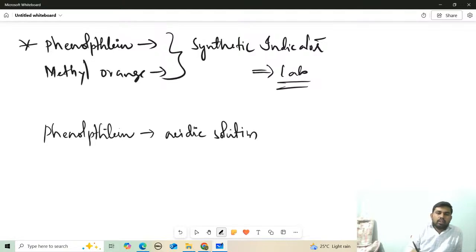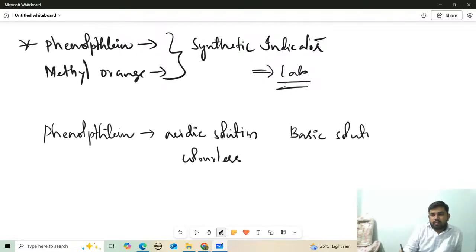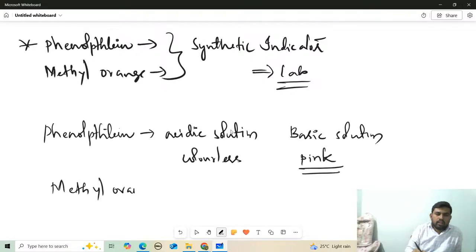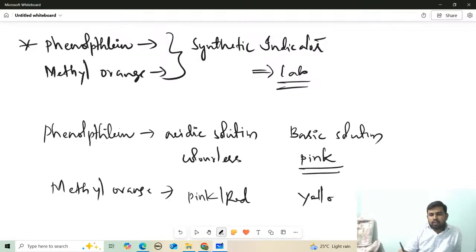In acidic solution it will be colorless, we can say there is no change in the color. If it is a basic solution, it will be pink color, remember. Similarly, we have methyl orange indicator. This methyl orange will show, in acidic medium, a pinkish red color. It will be yellowish orange in basic medium. Okay, this is about synthetic indicators.